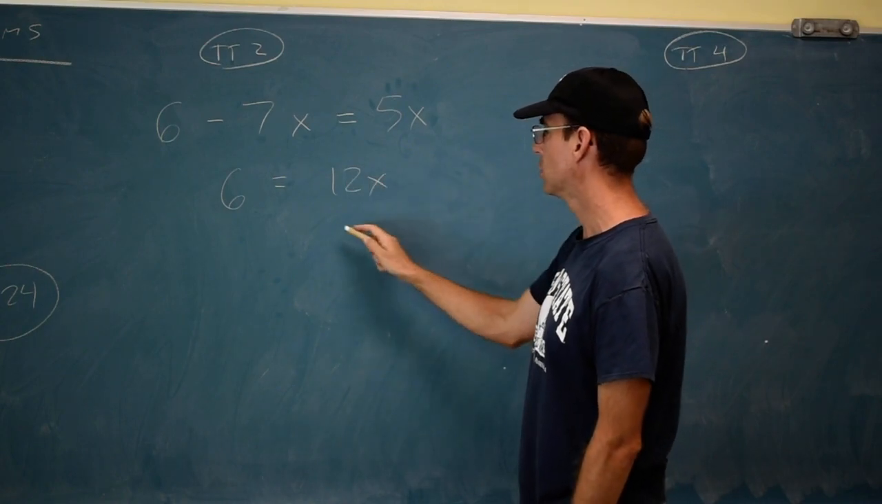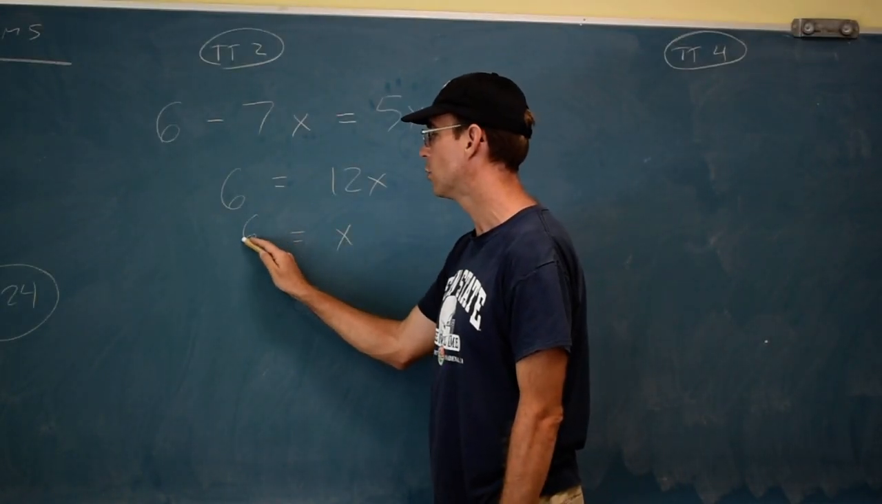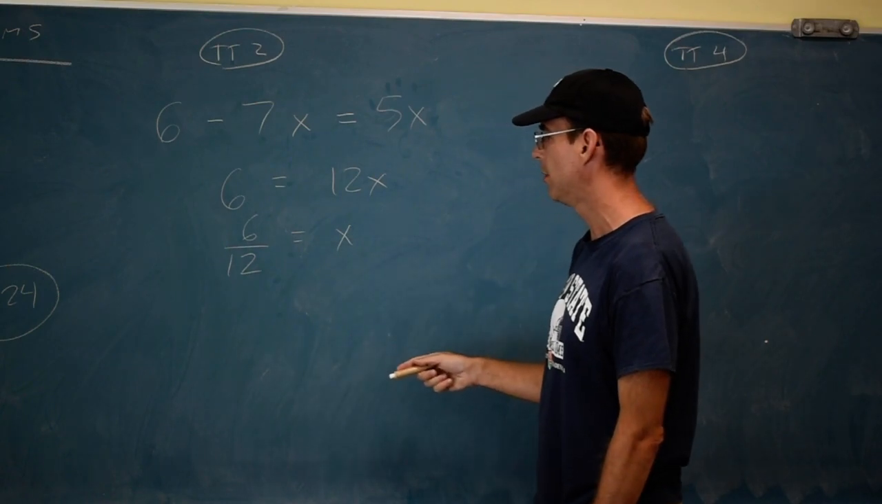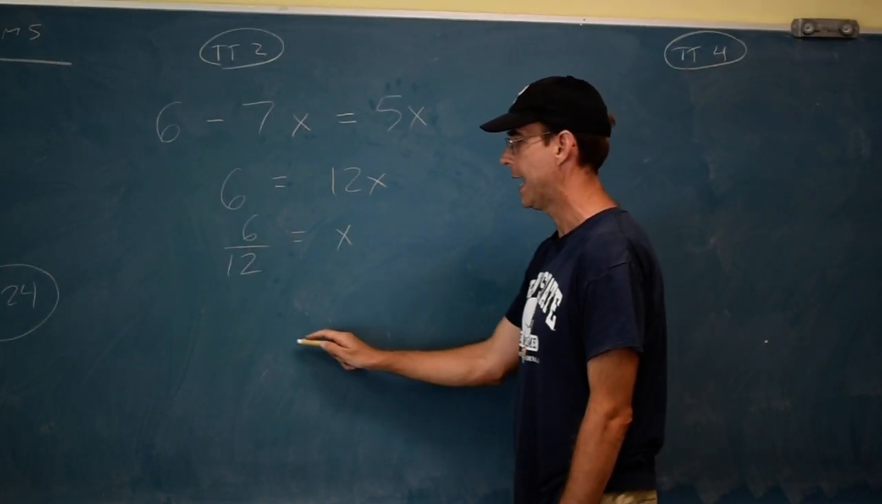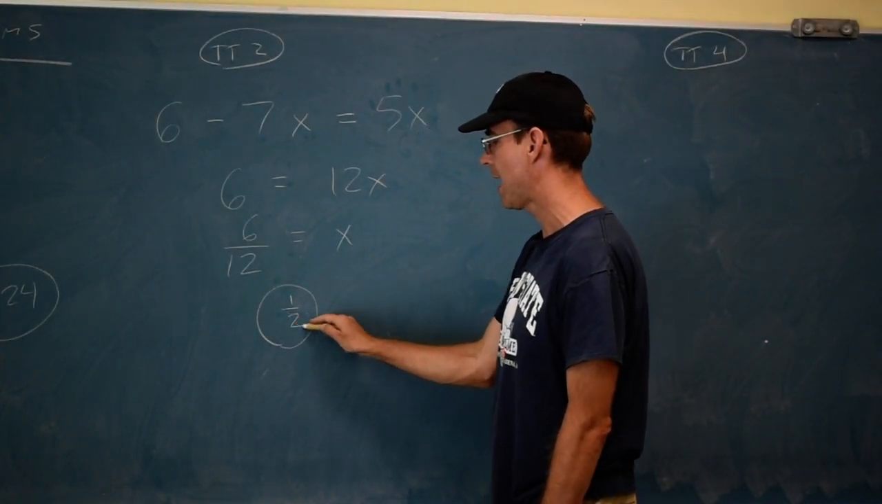12's multiplying, so we divide. If you divide by 12, that puts 12 on the bottom. 6/12 is okay. Better answer than that is half.